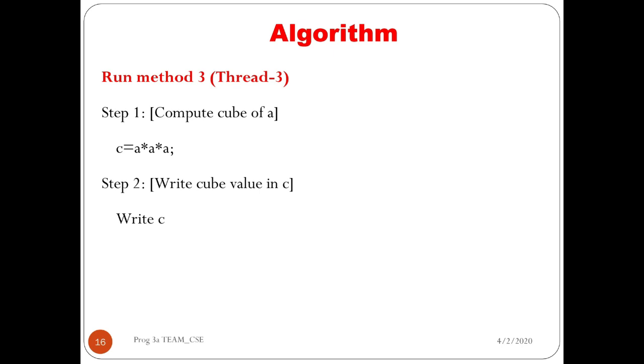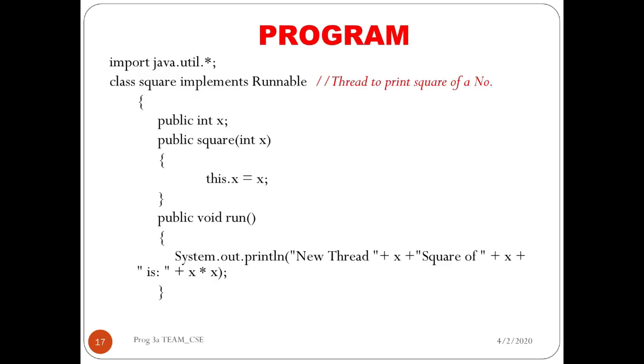Next we move on to the program. When you go to the program, we will import the utility class, java.util.*, which means all the classes in the utility package will be used here. Next, we will create a class called Square, which implements the Runnable interface. So this thread is used to print the square of a number.